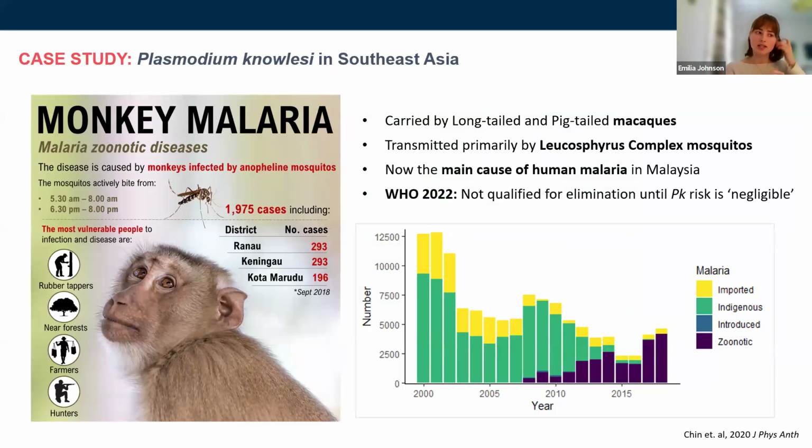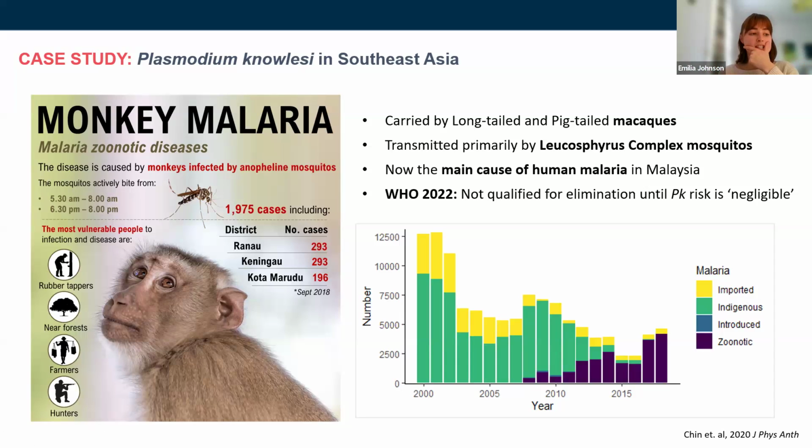Particularly pertinent to those from Southeast Asia, I'm going to be talking about zoonotic malaria, or Plasmodium knowlesi. Southeast Asia has seen a near total decline in human malarias, the malaria we're familiar with from particularly sub-Saharan Africa. But at the same time, there's been a massive spike in zoonotic malaria. It's associated with a wildlife reservoir in non-human primates, and it's transmitted by particular mosquitoes from primates to humans, and it's now the main source of malaria infections in Malaysia.